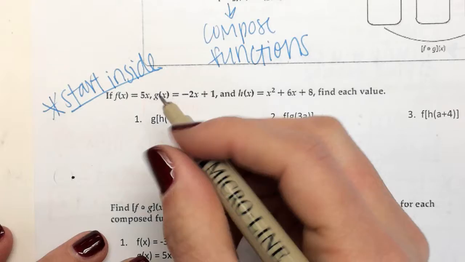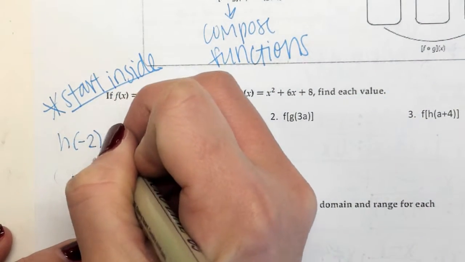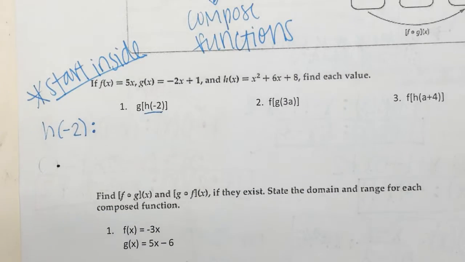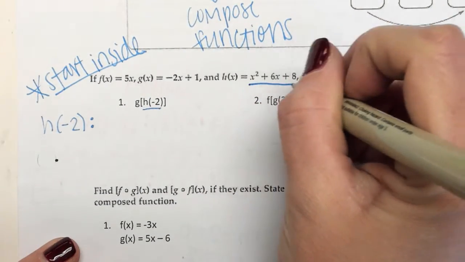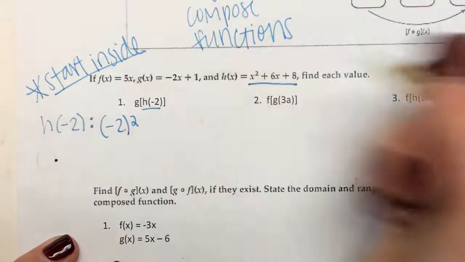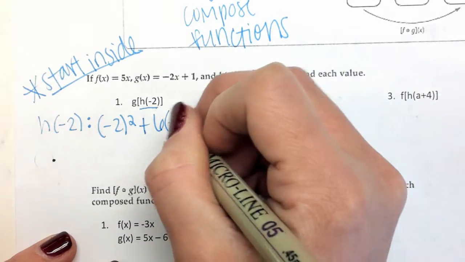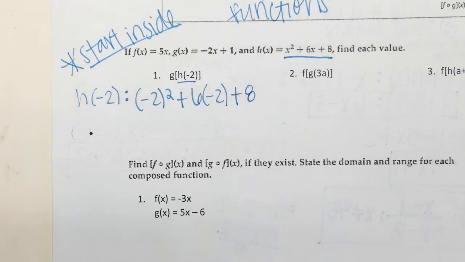So inside here is h of negative 2. That's what we're going to find first, h of negative 2. Which basically means we're going to do what? How do we find h of negative 2? Yes, into the function. So basically plugging this in for x, but using this function. So rewrite this function, but everywhere you see an x, you're going to put negative 2. So instead of x squared, negative 2 squared. Instead of 6x, 6 times negative 2, and then plus 8. We're going to evaluate that first.